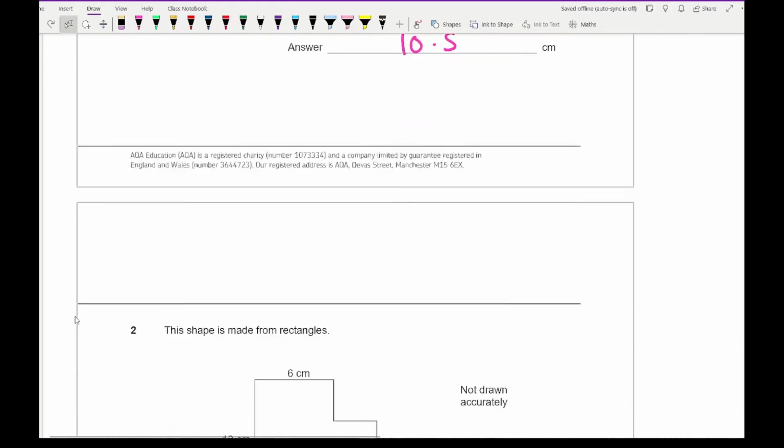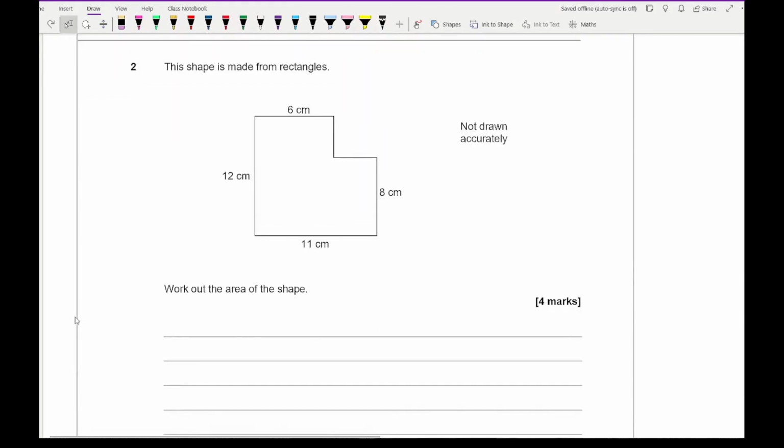Then moving on to question 2, it says this shape is made from rectangles. Work out the area of the shape. Now this is a compound shape where we've got two rectangles joined together. How we work out the area of this shape in all its entirety is to split this up into two rectangles. As you can see, I can probably split this up into two.